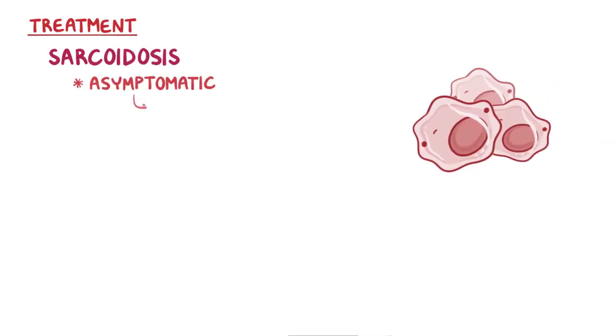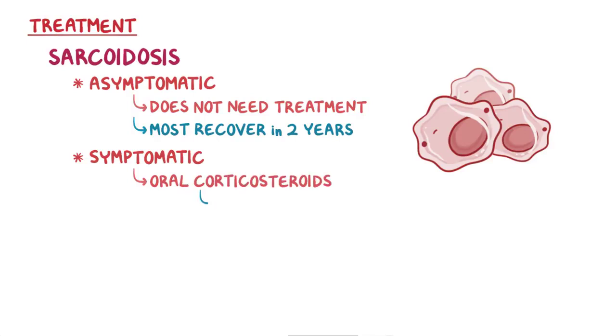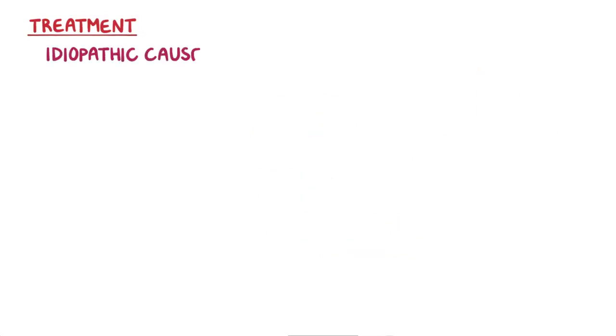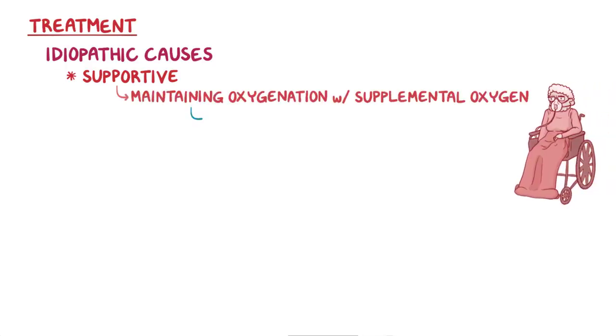Now, if an individual with sarcoidosis is asymptomatic, then the patient doesn't need treatment and can be observed. In fact, most of these individuals completely recover from their disease in approximately 2 years. On the other hand, in cases of symptomatic sarcoidosis, oral corticosteroids are the treatment of choice. If they're not responding to corticosteroids, then azathioprine and eventually cyclophosphamide can be used. With regards to idiopathic causes of DPLDs, their treatment is primarily supportive, including maintaining oxygenation with supplemental oxygen, but only if they're hypoxemic.